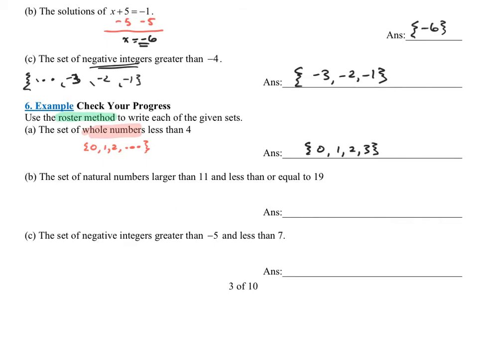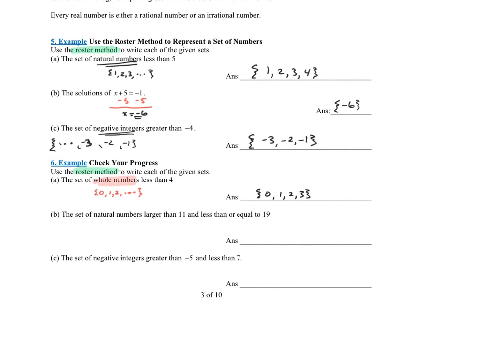So that answer, part A on 6 versus part A on 5, the only true difference between them, other than the numbers 5 and 4, is do you include the number 0 or not? And the only way you know that is if you know what natural numbers are versus whole numbers. So let's look at B. It says the set of natural numbers larger than 11 and less than or equal to 19. So natural numbers, they have to be between 11 and 19. So let's just think about those numbers.